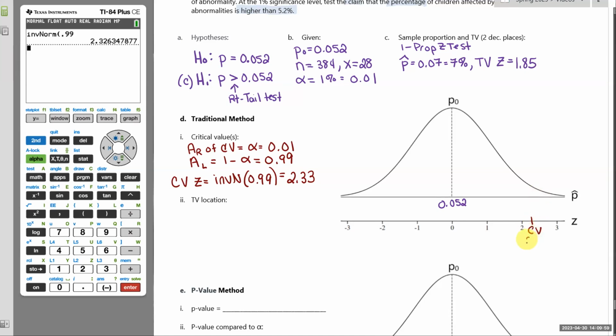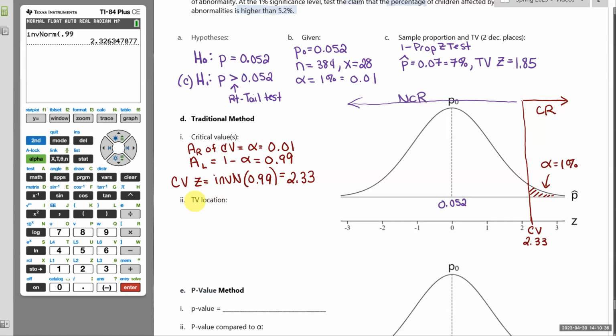So critical value 2.33. And that was established based on the chosen significance level alpha. So that area is our alpha, 1%. And the z-scores in that region make up your critical region. Unshaded represents our non-critical region. Okay, there's the setup for a traditional method.